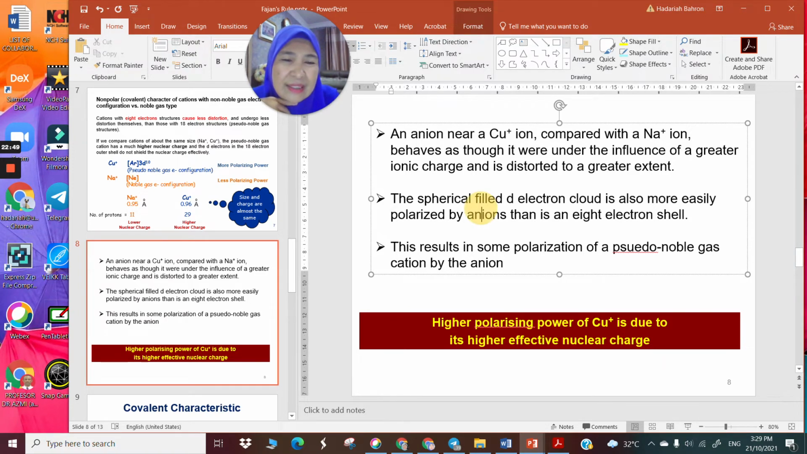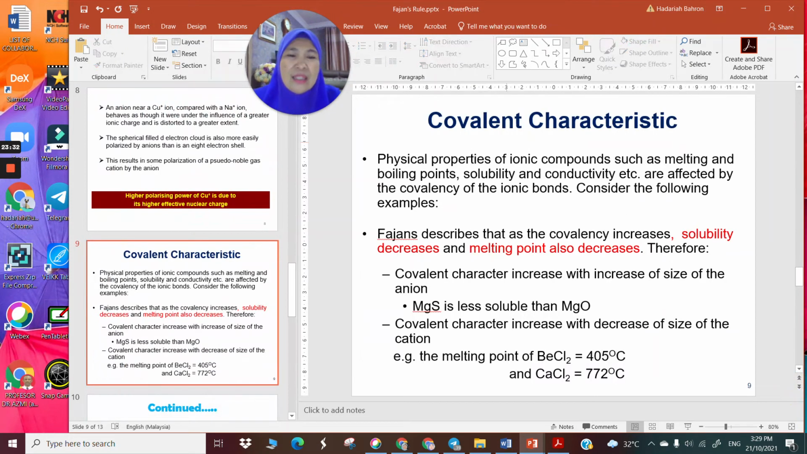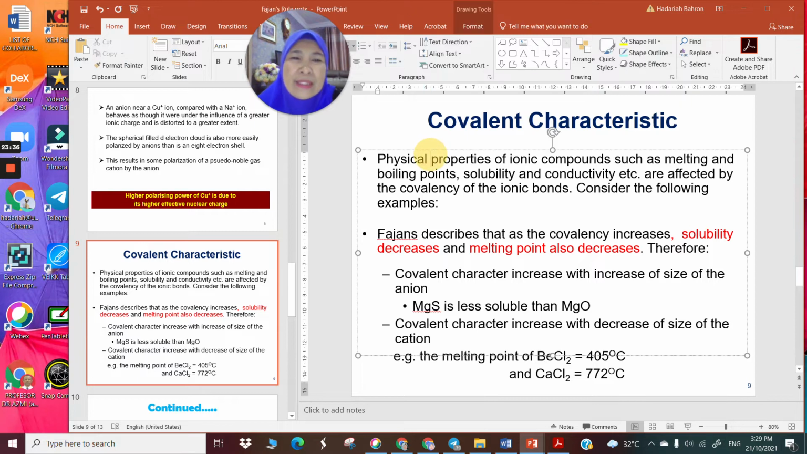The spherical d electron cloud of copper is also more easily polarized by anions than the 8 electron shell of sodium. So this results in some polarization of a pseudo noble gas cation by the anion also. So not only is copper more polarizing, it is also more polarizable when you compare it to sodium, because of the factors that I explained earlier. So the higher polarizing power of Cu+ is due to the higher effective nuclear charge of that cation. So that is covalent characteristic.